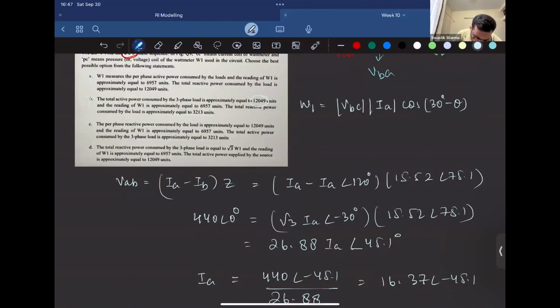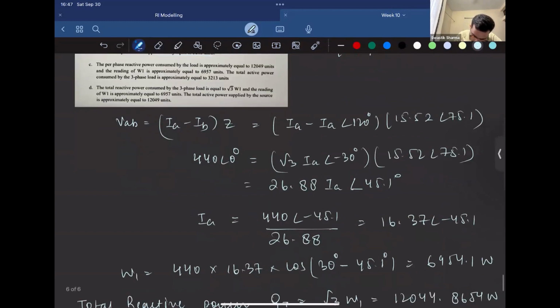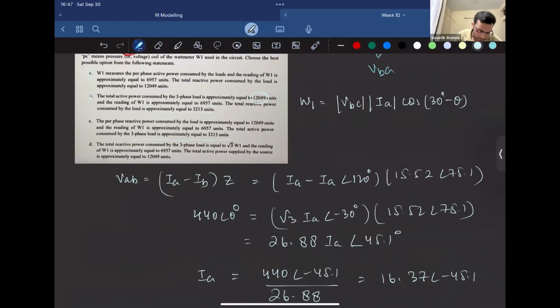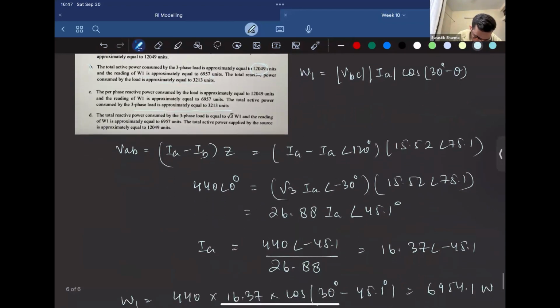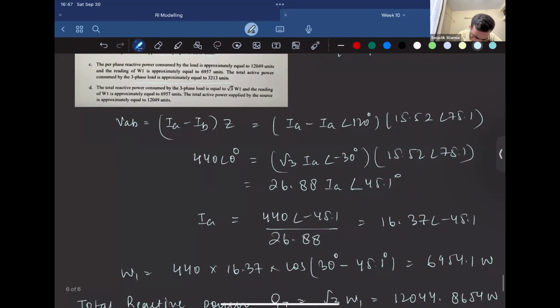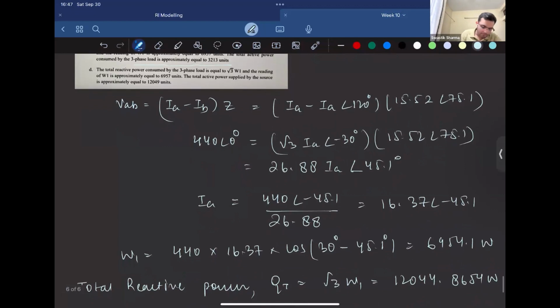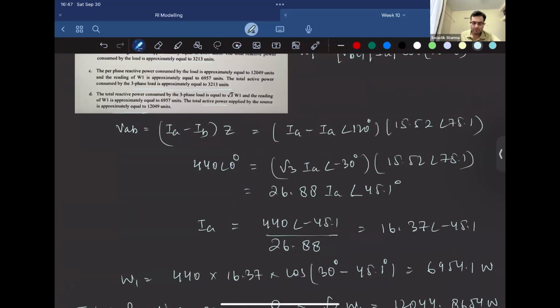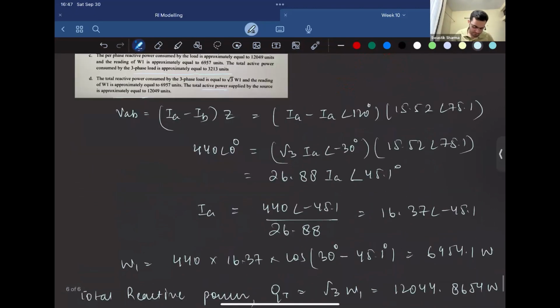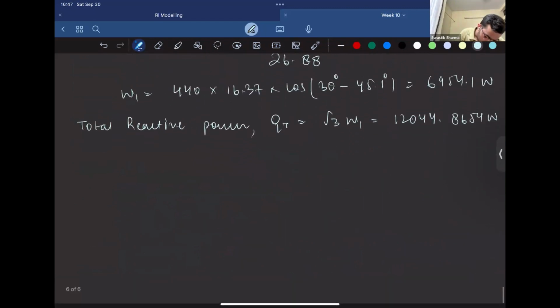C says the per phase reactive power consumed by the load is approximately equal to 12049, and the reading of W1 is approximately equal to 6957. D says the total active power consumed by the three-phase load is approximately equal to 3213, and the total reactive power consumed by the three-phase load is equal to root 3 W1, and the reading of W1 is approximately equal to 6957. So now we need to calculate the total active power to distinguish between these C and D options. A and B are wrong. So let's see how we can calculate the active power.